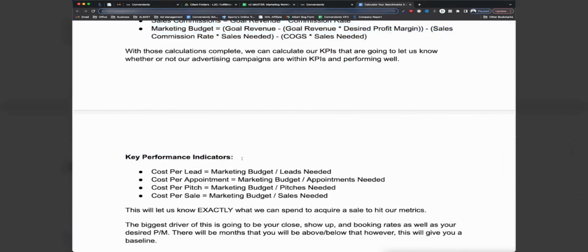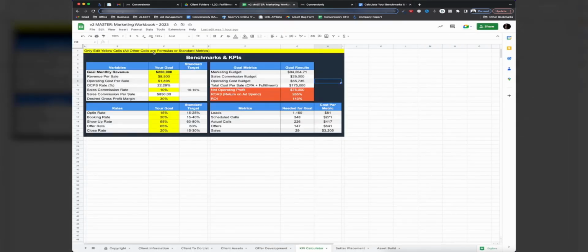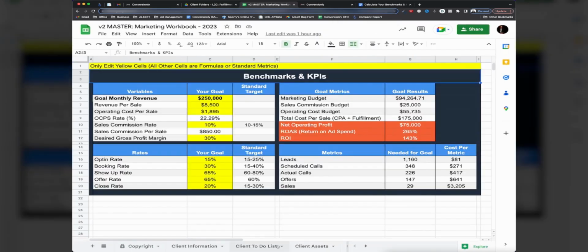However, from this perspective, we're going to use the marketing workbook from here. If you look inside the marketing workbook, you will see cells in yellow under your KPI calculator dashboard. Under this calculator, this will give you the metrics and KPIs that you need to be aiming for, and it will also give our team the same metrics so we can measure against.